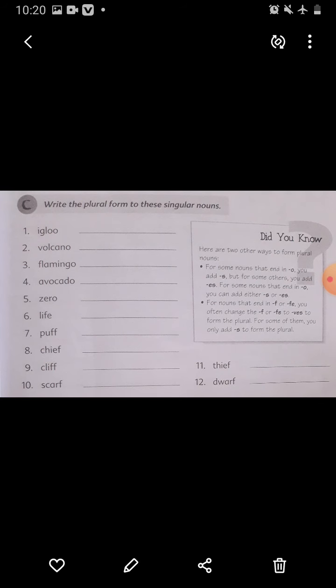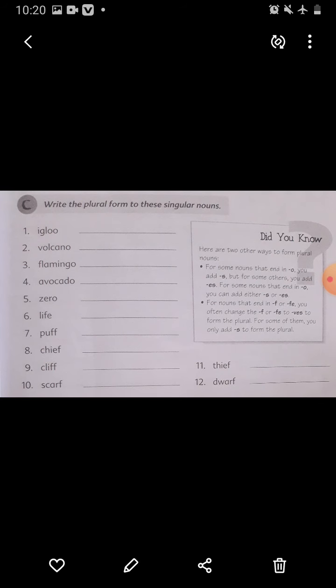Number 9, cliff. You have to add just S with cliff, cliffs. Number 10, scarf. You have to add S. If you will add over here VES and if you will add S, single S, both will be correct. Scarfs or scarves. Clear? Number 11 is thief.